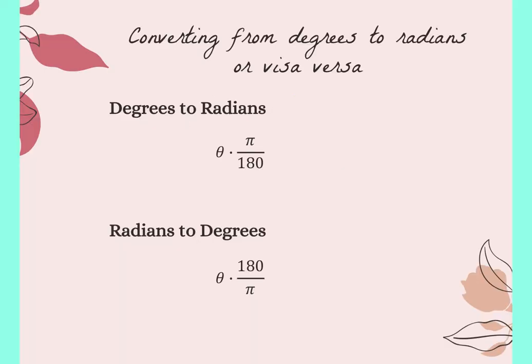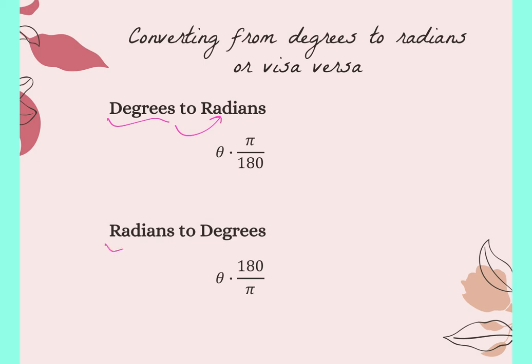All right, this is how we convert from radians to degrees or degrees to radians. If I'm going from degrees to radians, I take my theta, which is just your angle, and you multiply it times pi over 180. Usually these radians have pi in their answer, but not necessarily all the time. If I just said 2 without the degree symbol, that is 2 radians. So a radian doesn't have to have pi.